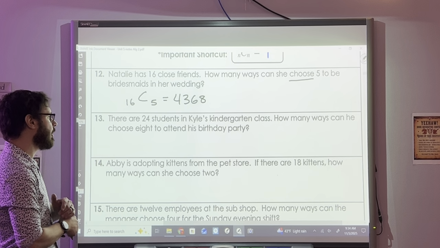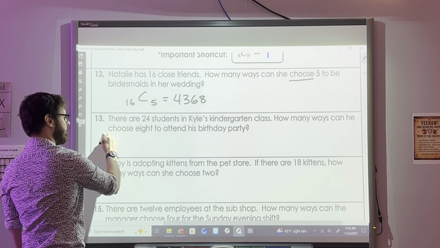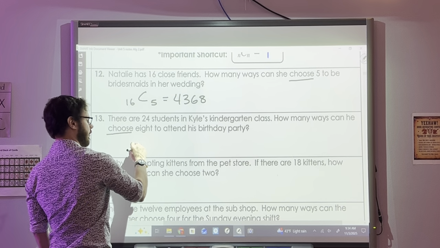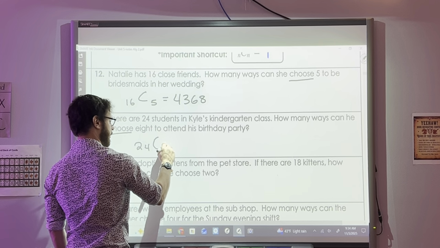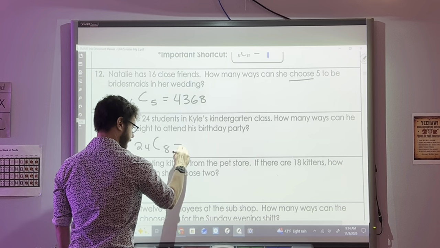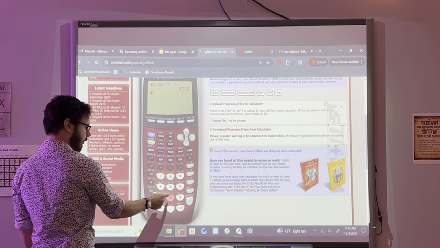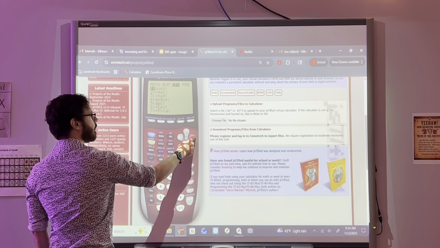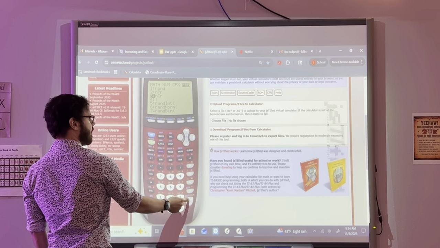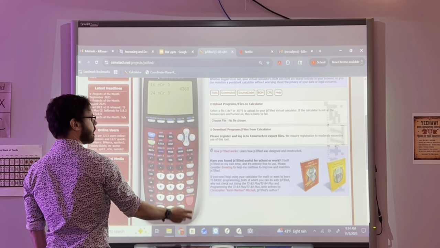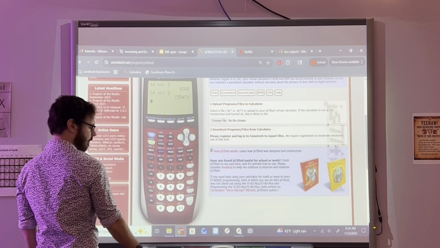24 students in the kindergarten class. How many ways can we choose 8? 24 C 8. 24 C 8. 735471.